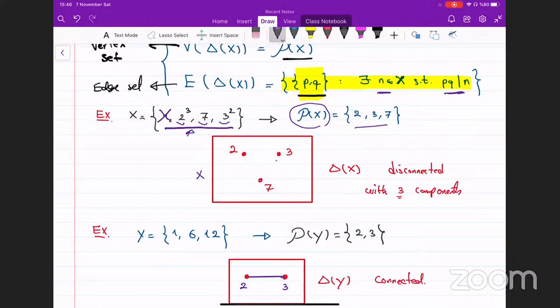Is there any edge between 3 and 7? I should look at this one. There is no element which is divisible by 21. So I cannot have an edge here. In a similar way, you can see that there is no edge between 2 and 7. So delta X in this case will be a disconnected graph. It is disconnected because, for example, there are two vertices which are not connected to each other. There is no edge or no path between these vertices, and it has exactly 3 connected components.